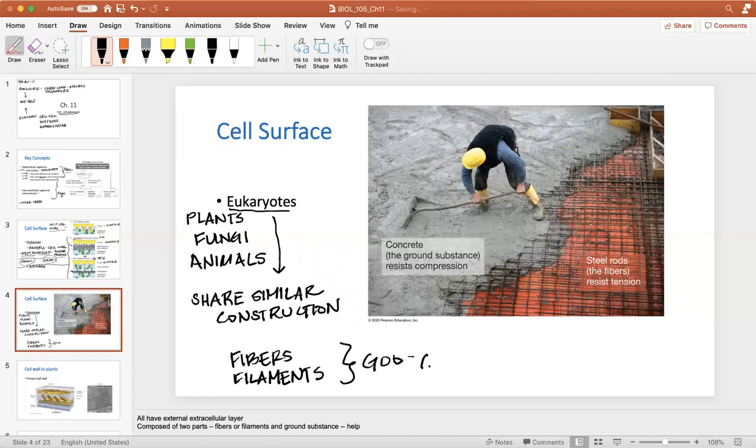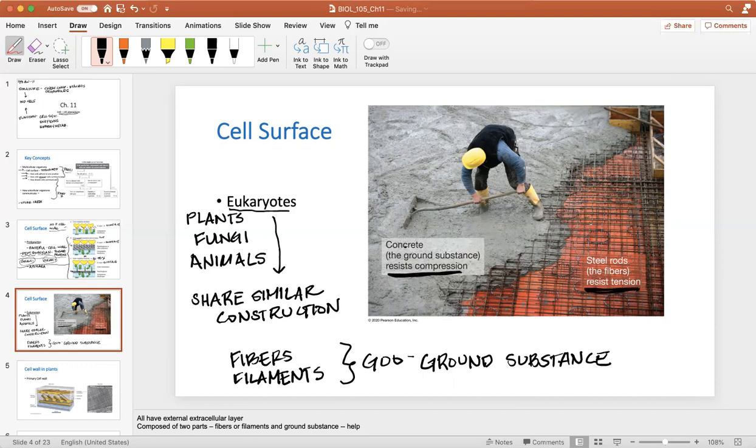And that goo has a name. It's called a ground substance. It might be kind of like a gel, or it might be harder. So let's take a look here. This is a great analogy for what the outermost layer on eukaryotic cells looks like. Here you can see that we have steel rebar that is kind of like fibers, and this construction worker is pouring concrete over the top. So this is kind of like the fibers in the outermost layer of eukaryotic cells. And then this concrete is kind of like the ground substance.